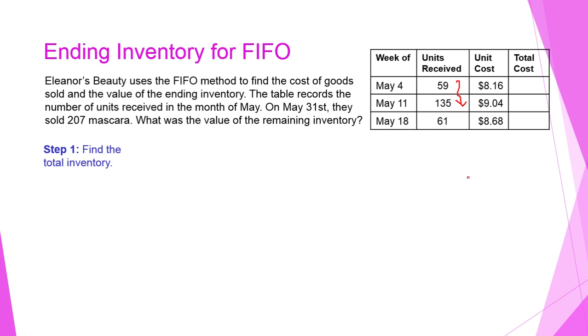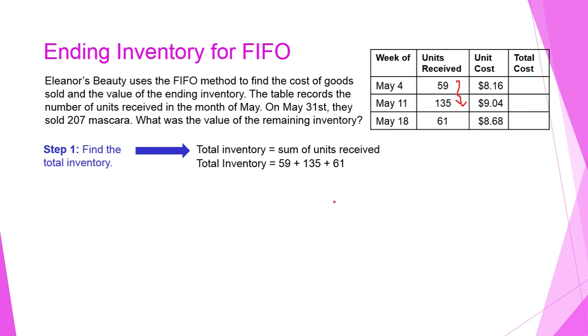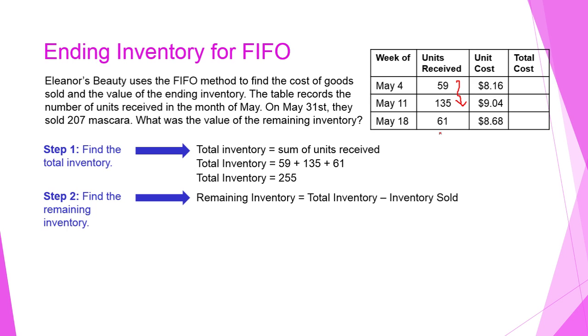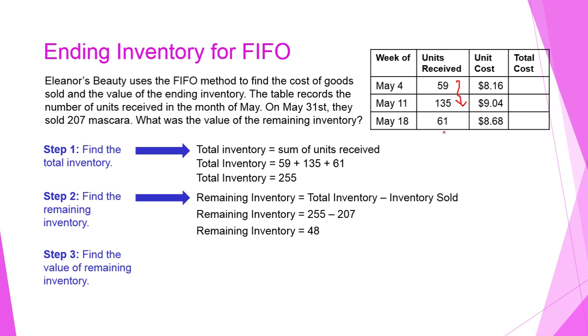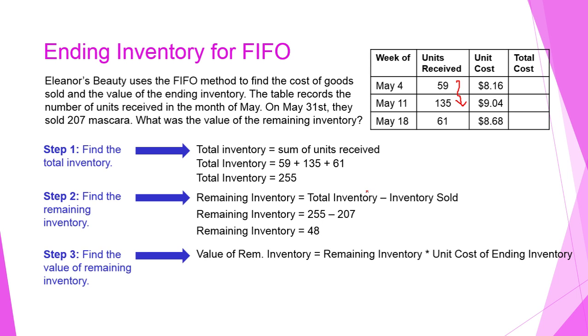First step is find the total inventory, which is 255. So that means we have 255 received in the month of May. We want to find the remaining inventory. If we sold 207 mascaras, that means we should have 48 mascaras remaining. So the 48 should come from May 18th. And the unit cost for May 18th is $8.68.